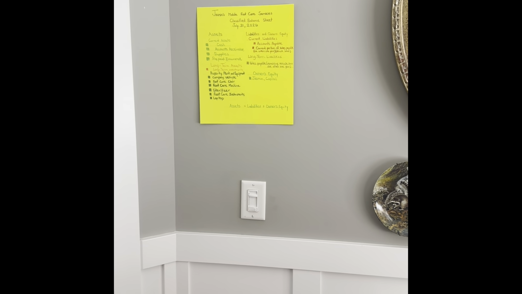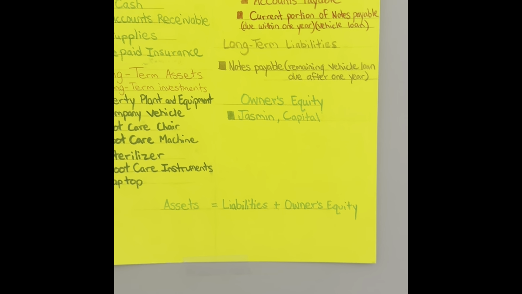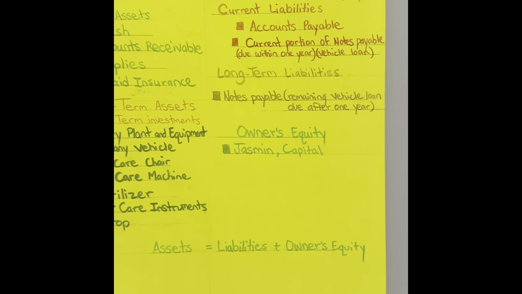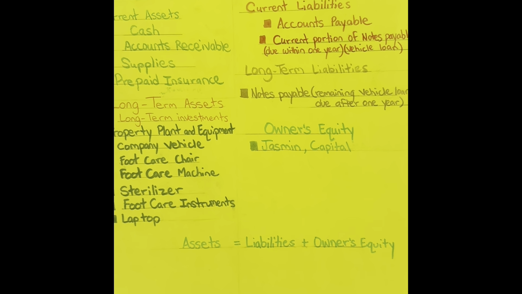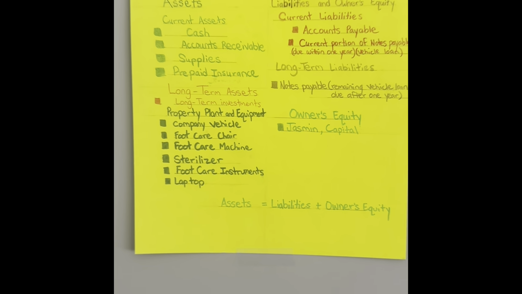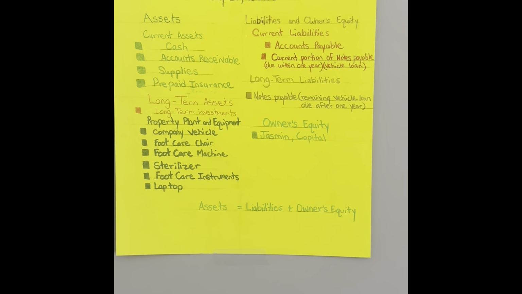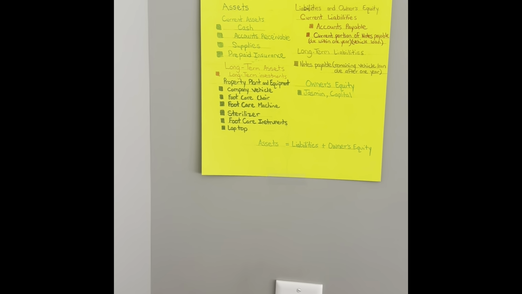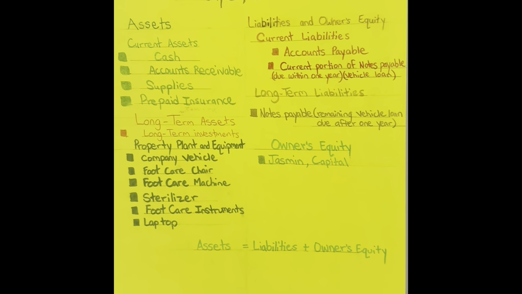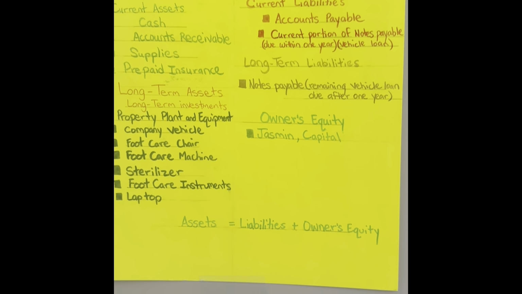And last but not least is owner's equity, which is my capital, which is the money I invested when I started my clinic. The money I invested into taking the course, into purchasing the supplies and equipment, and company vehicle. That is all the capital that I invested into the company.